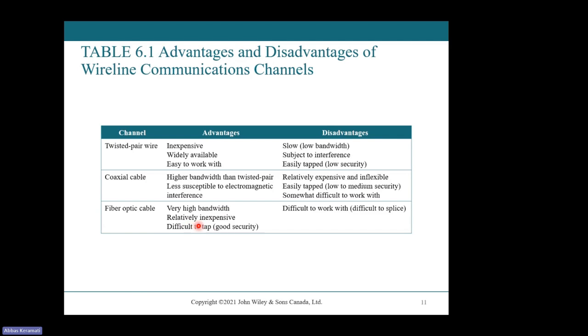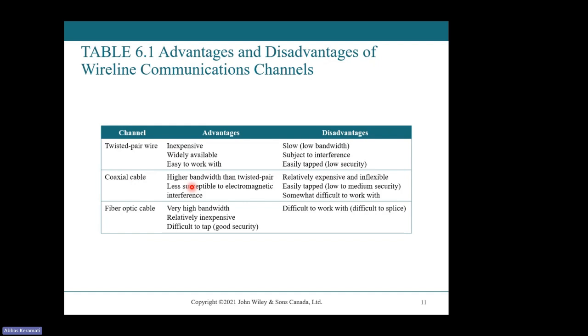It's relatively inexpensive, but it's difficult to tap. Its security is high. So it has a lot of advantages. But as it's glass fiber optics, it's difficult to work with, difficult to splice. Twisted pair wire is very inexpensive compared with the other ones. It's the least expensive one.